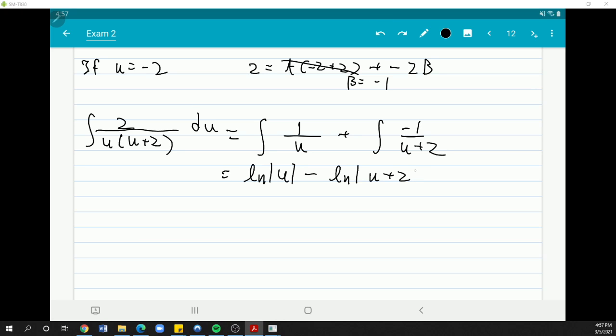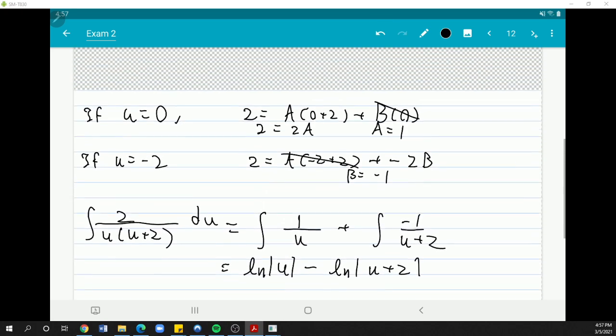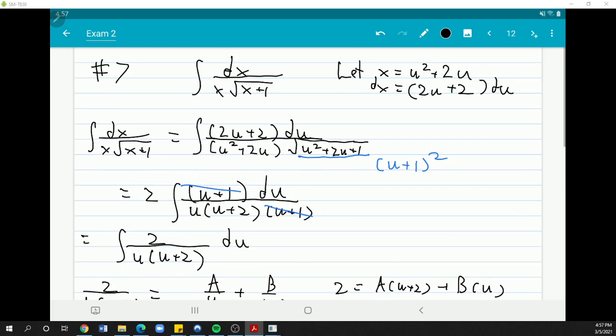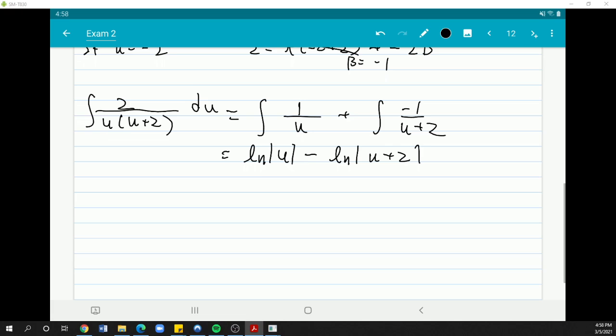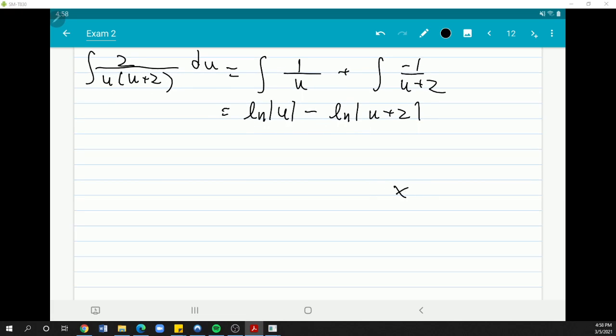But be careful, because this is a u or an x substitution, right? So now we need to solve this for u. So how would I do that? Here you would complete the square. So this is what makes this problem difficult, really. u squared plus 2u. So it's easier to add 1 to both sides. Plus 2u plus 1.